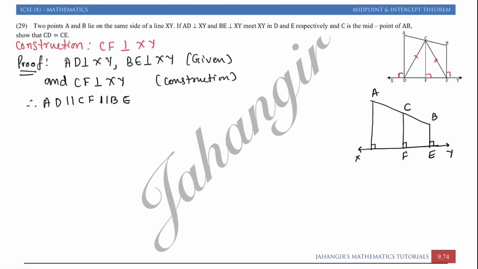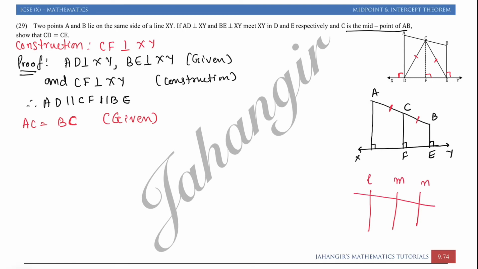Now in the question they had given C is the midpoint of AB. So these two sides are equal. So we can say AC is equal to BC, given C is the midpoint of AB. Now what is the intercept theorem? If we have three parallel lines, line L, line M and line N are parallel, and the transversal is such that AB is equal to BC, then any other line which cuts also cuts in equal parts. If I say PQR, then PQ equals QR.